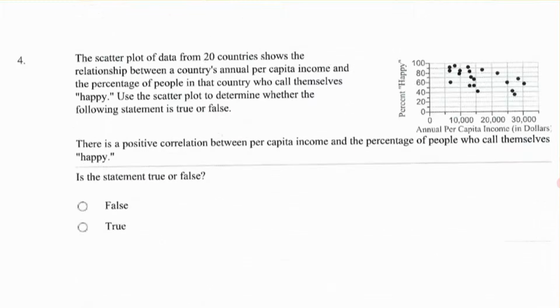Number 4. The scatter plot from 20 countries. Okay, this is just a flip of that last question. There is a positive correlation in this graph. Is there a positive correlation in this graph? The answer is no. These have all been false so far.